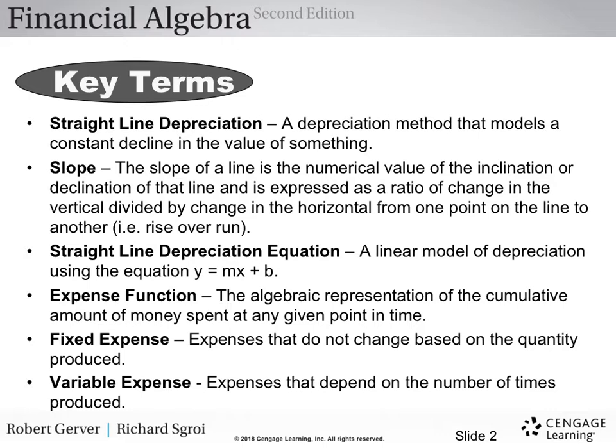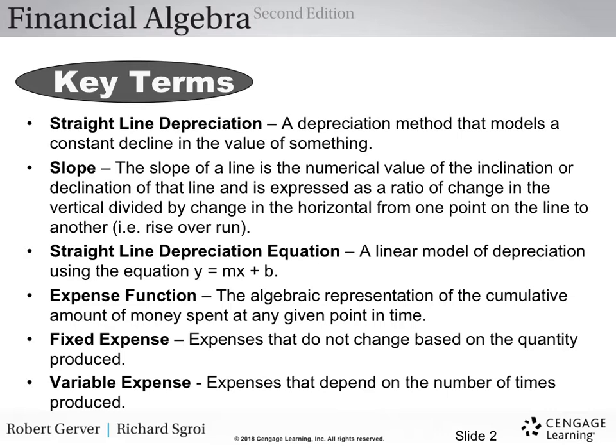As usual, we have a number of key terms that we should understand the definitions for. The first of these is straight line depreciation. This is a depreciation method that models a constant decline in the value of something. It doesn't increase or decrease, it's a constant decline. It's the same slope, if you will.